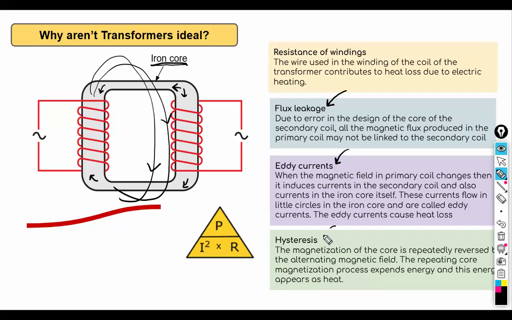And hysteresis. Remember, once you have a current moving through the iron core, you're going to get a magnet. So the iron core changes into a magnet. But here's the thing. Remember, it's an alternating magnetic field. At one point, here will be north and here will be south. The next instant, here will be south and here will be north because it's an alternating current. It takes work to magnetize it one direction, demagnetize it, and then switch it to the other direction.